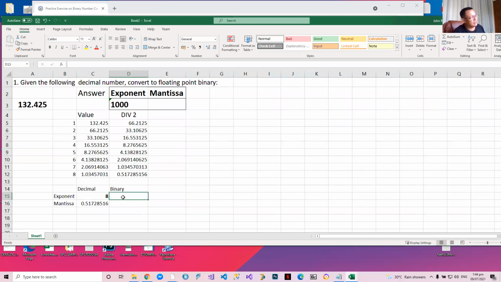If you know the binary series, we know that 8 is 1000. However, if you want to make sure, there's a DEC2BIN function. This will work only for most of the time, for the modern Excel, or for large numbers, but not very large numbers. So 1000. This is the exponent. Now for the mantissa, we are going to convert this into binary.